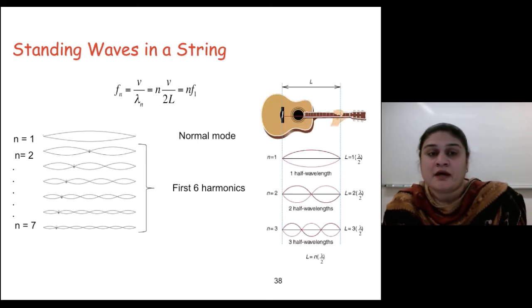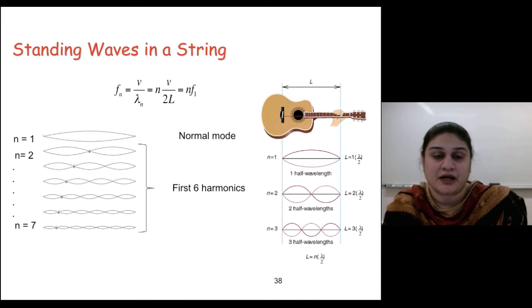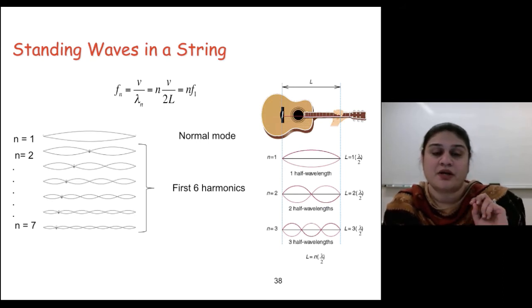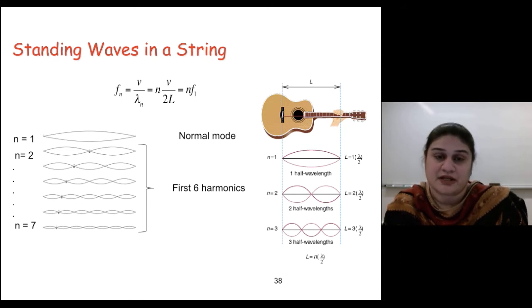Okay? So for a standing string, there are different modes that people talk about. The first one is called a normal mode. In a normal mode, there are no nodes in the vibration. The first harmonic is where there is one node, and then the second harmonic is where there are two nodes, and so on and so forth. The frequency in a standing wave is given as v over lambda, or v over 2L.